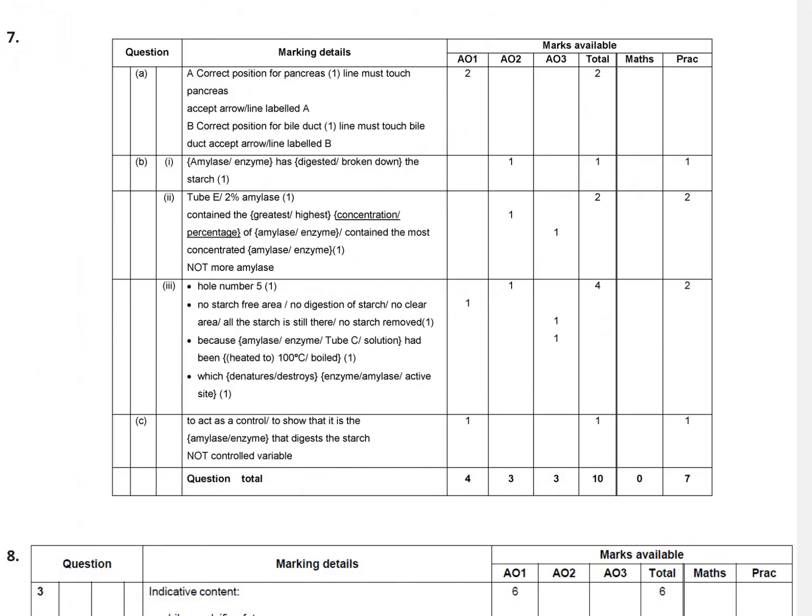So if we look at the mark scheme, tube E, or the 2% amylase, because it's got the greatest concentration of amylase, so it contained the most concentrated amylase. Not more amylase, because your volume would be the same, it's just got a higher concentration. So it contained the highest concentration or percentage of amylase.